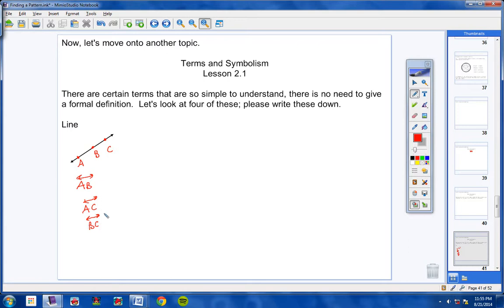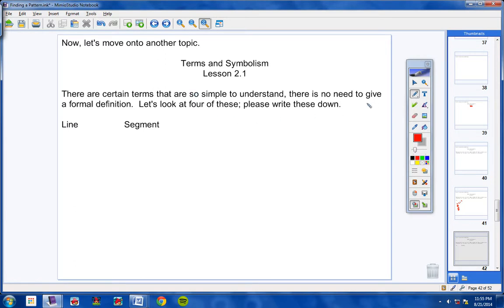Also, sometimes a line will be denoted by a small cursive letter, like maybe a little L off to the side. So we would call that line L. Or it might have a little cursive A, line A, or a cursive M. We would call that line M. So either one of those two ways are a normal way to name a line. Okay? Go ahead and write this next one down if you would, please.